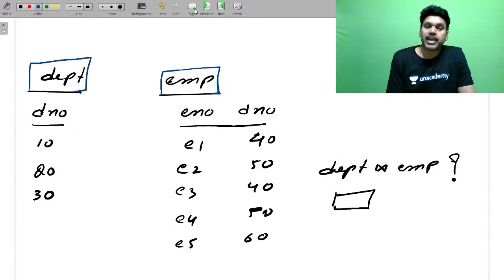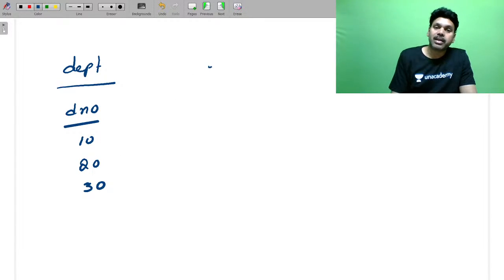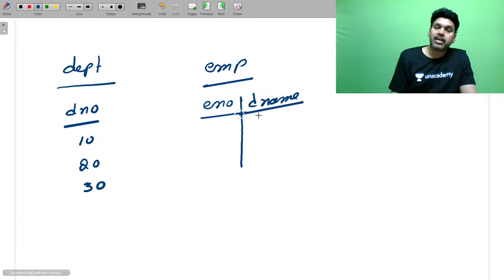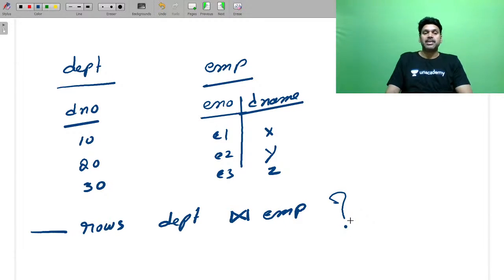The other one, if I am taking another example, the department instance consists of department numbers 10, 20 and 30, and the employee instance has employee number and department name. Now there is some tuple set E1, E2, E3 with names X, Y, Z. I am calling the number of rows of department natural join employee. Please answer these two questions.